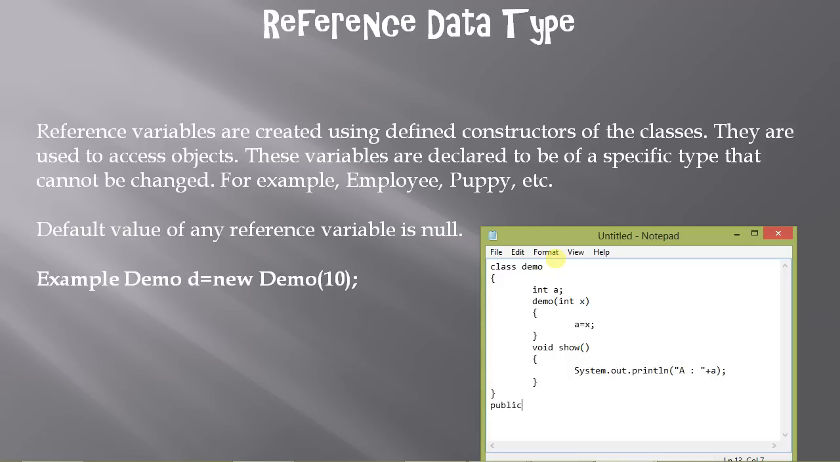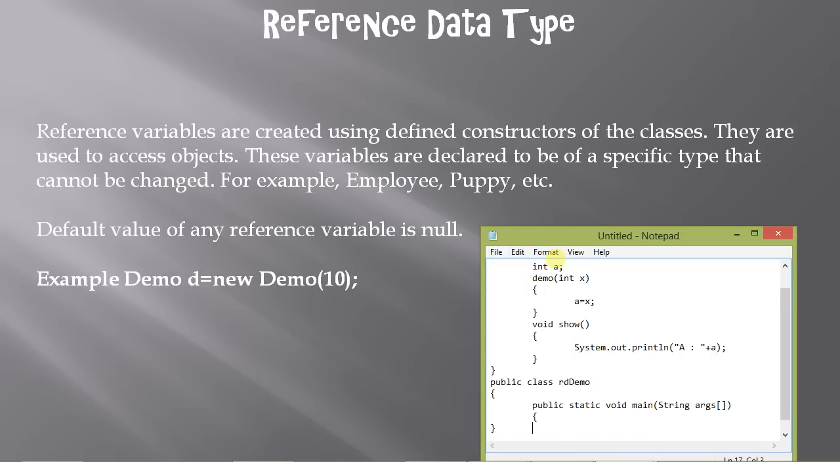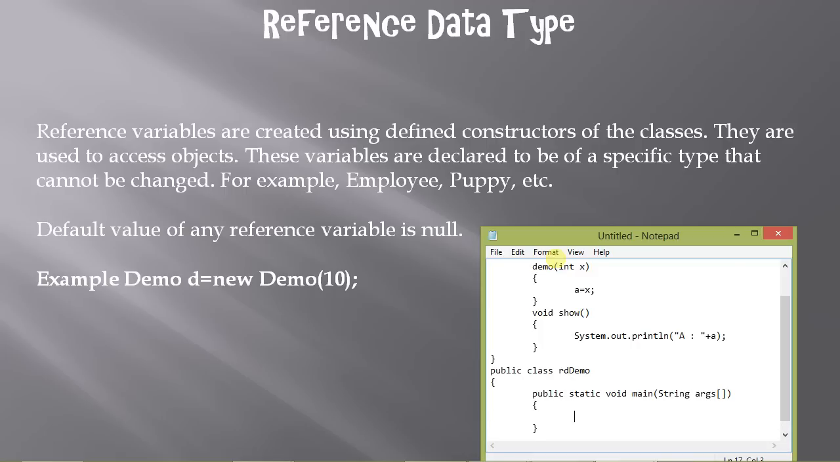So public class RDDemo, RD Demo is for reference data type demo. Okay, so public static void main. Okay guys, now we have to initialize the object. So Demo d, d is the object of the Demo class, equal to new Demo, passing 10 in it. Okay, so now d dot show to display the value of a.